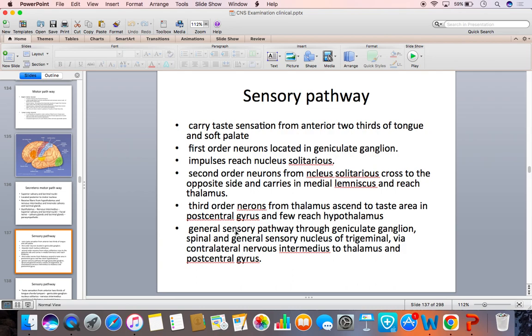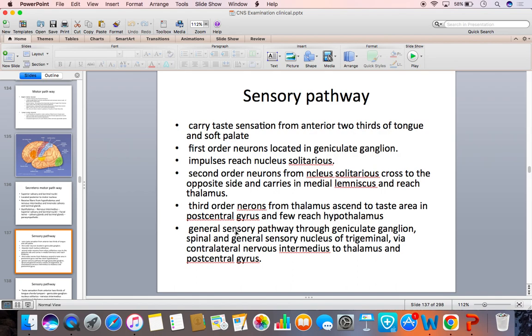Sensory pathway: it has the taste sensation and the general somatic sensation. Taste sensation from the anterior two-thirds of the tongue is carried by the chorda tympani branch of the lingual nerve and enters the geniculate ganglion. From there, fibers run into the nucleus solitarius in the pons and cross to the opposite side to reach the thalamus. From there to the area in the hypothalamus and the postcentral gyrus.